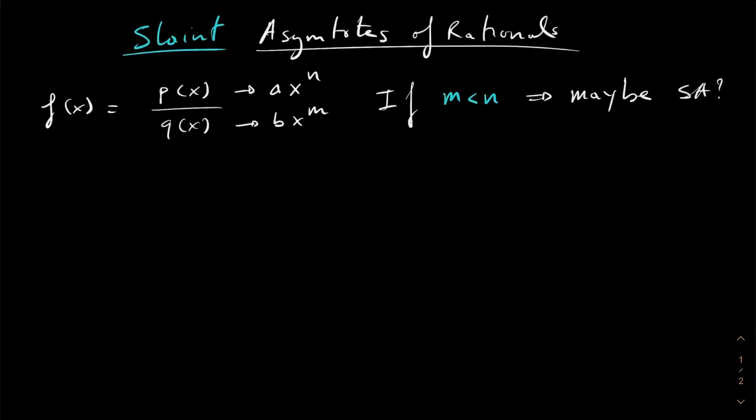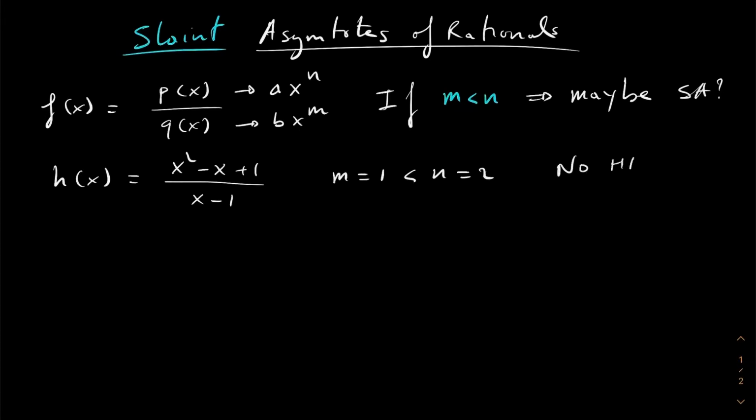And so the first example that I'm going to give here is from our last example from before. So I'm going to have here h of x is equal to x squared minus x plus 1 divided by x minus 1. And so in this case, since m equals 1 is less than n equals 2, we established that we do not have a horizontal asymptote, but we might have a slanted asymptote.